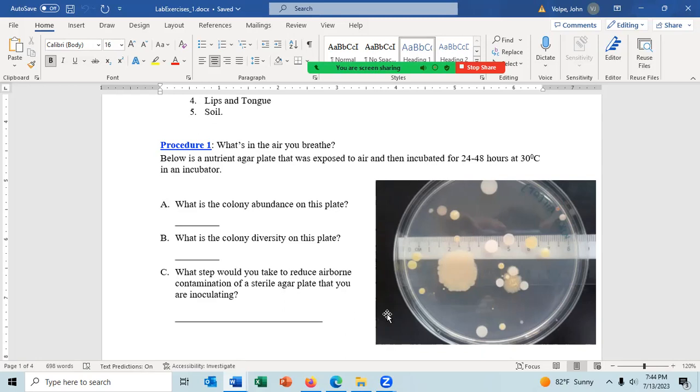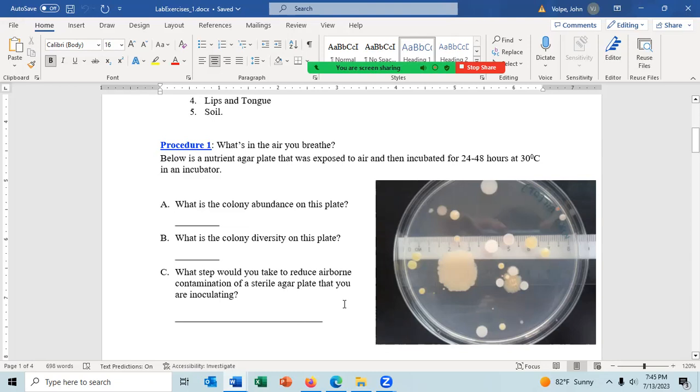So we're going to pretend this is the plate, and you've taken off the lid, and then you start streaking on the plate. What steps can you take to reduce airborne contamination of the plate? Write your answer there. There's generally one answer, but there are a couple of acceptable answers. Okay.